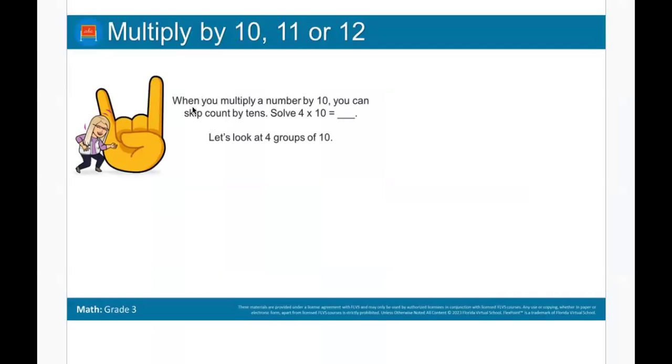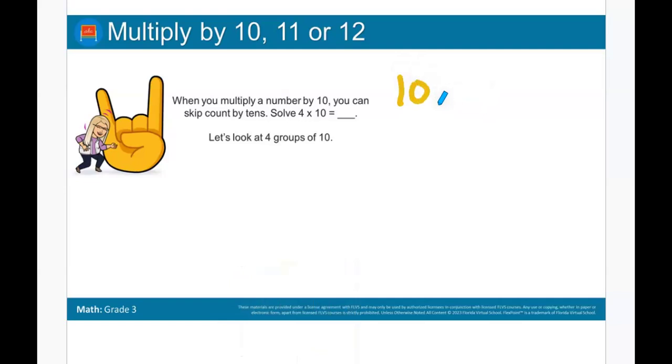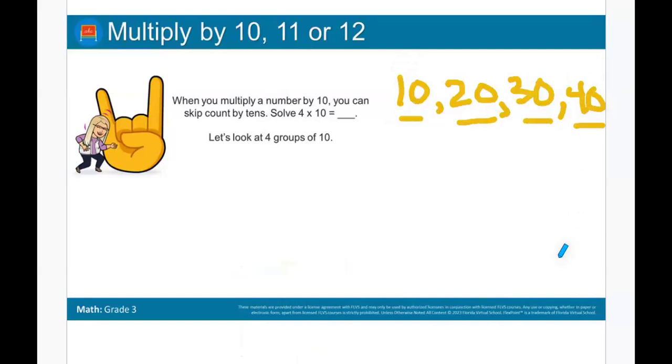Let's go ahead and take another. This says when you multiply a number by 10, you can skip count by tens. So let's take a look at 4 times 10 by skip counting. When I skip count by tens, I'm going to get 10, 20, 30, 40. So I know I can skip count by tens to find 4 times 10.